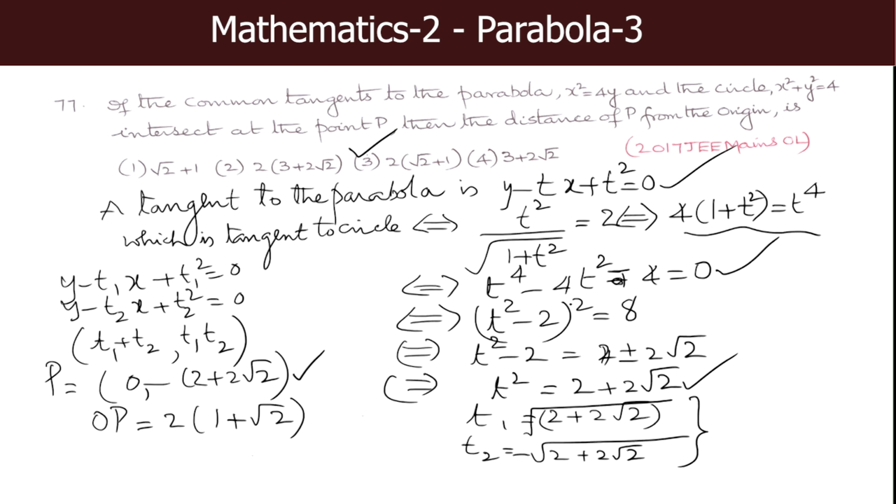I just applied high school algebra following the completion of squares technique, adding 4 both sides, t square minus 2 whole square equal to 8. So, t square equal to 2 plus or minus 2 root 2, but t square is positive. So, t square can be only 2 plus 2 root 2. The two values of t are equal in magnitude and opposite in sign: one is root of 2 plus 2 root 2 and the other is minus root of 2 plus 2 root 2. The common tangents at T1 and T2 to the parabola are given by this. Their point of intersection is T1 plus T2, T1 T2.